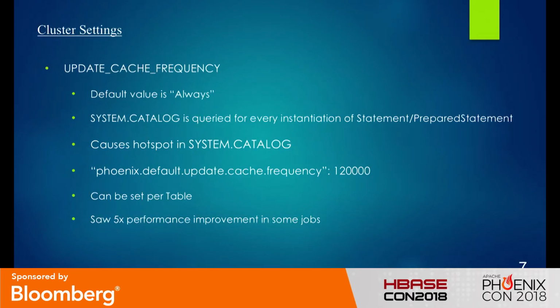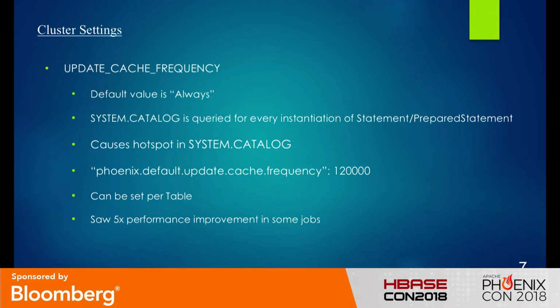So let's start with talking about cluster settings. There is a setting in Phoenix called update cache frequency. By default, the value of update cache frequency is always. What that means is whenever we instantiate a statement or a prepared statement, Phoenix is going to make a query to the system.catalog table, a system table of Phoenix, to get the metadata of the table on which we are creating the statement or prepared statement.